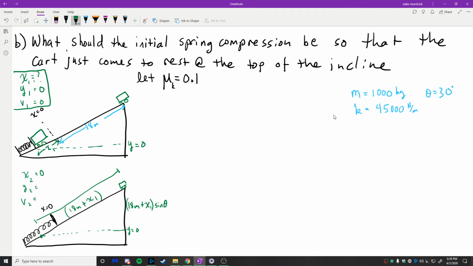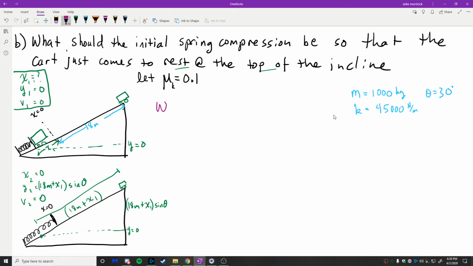So that's our y2. Y2 is going to be 18 plus x1, and then times the sine of theta. And then v2 is going to be 0 because we want it to come to rest at the top. So now we can just write out our... Do those values make sense to everyone? And does anyone have any questions about that?